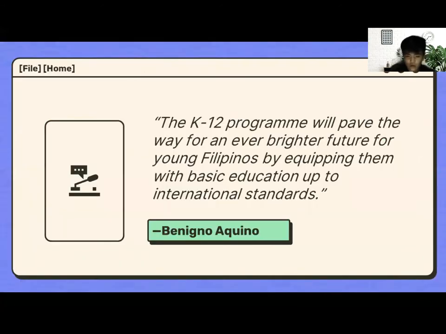We have here a quote by Benigno Aquino, the ex-president of the Philippines, who stated that the K-12 program will pave the way for an ever brighter future for young Filipinos, equipping them with basic education up to international standards. As you all know, President Benigno Aquino was the one who signed the mandatory additional two years in the secondary level, grade 11 and 12, because he sees that this program will pave the way to a brighter future for you students, to be equipped from the basic education up to international standards. By this program, the graduates of the secondary level will be prepared and ready to face the challenges in the future.